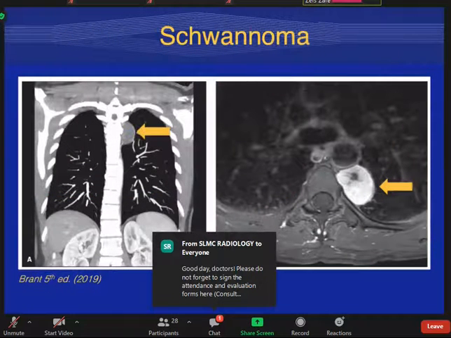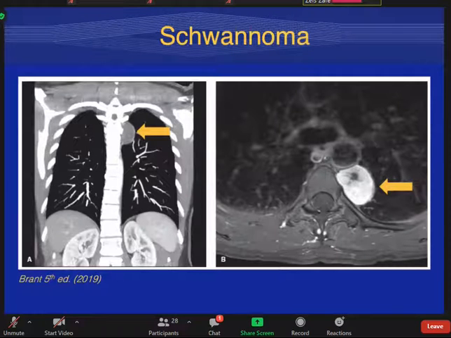In this contrast-enhanced CT of a left upper paravertebral soft tissue mass, we can identify the yellow arrow, and on the T1 weighted fat sat post-contrast MR, it shows enhancement, and CT guided biopsy confirmed this as schwannoma.